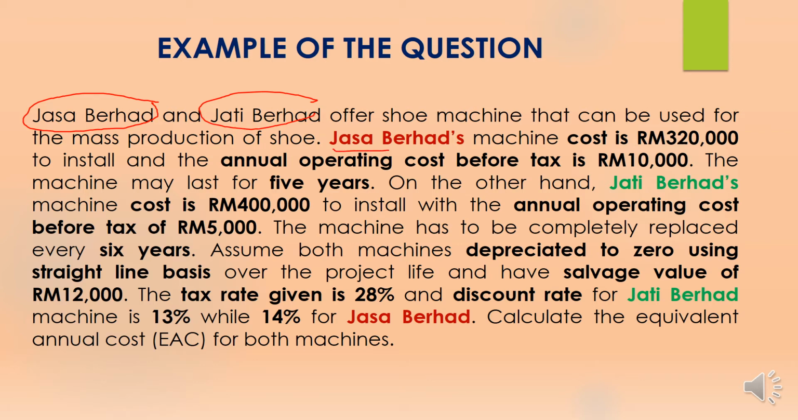Jasa Berhad machines will cost 320,000. So the cost of the machines here is represented by IO, the initial outlay for Jasa Berhad, which is 320,000 to install, and the annual operating cost before tax is RM 10,000. The annual operating cost before tax is represented by OC, so the OC given here for Jasa Berhad is RM 10,000.